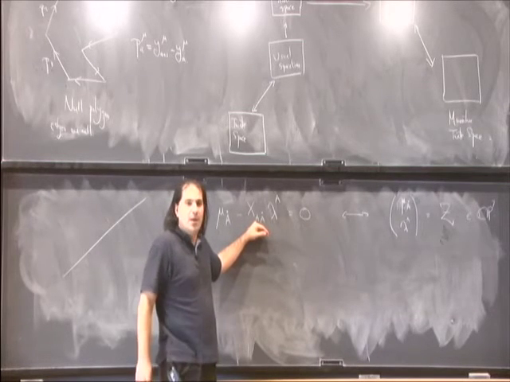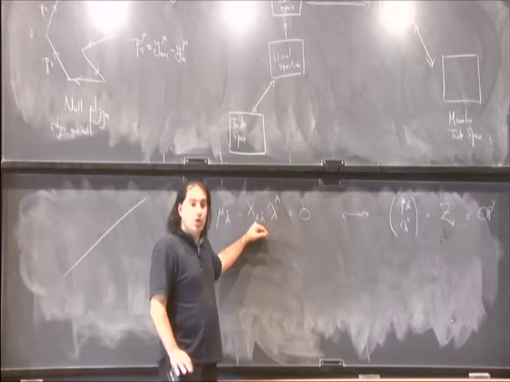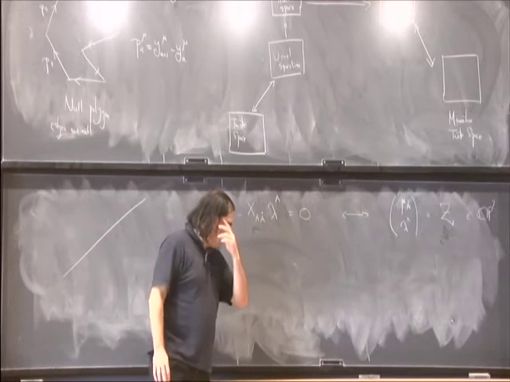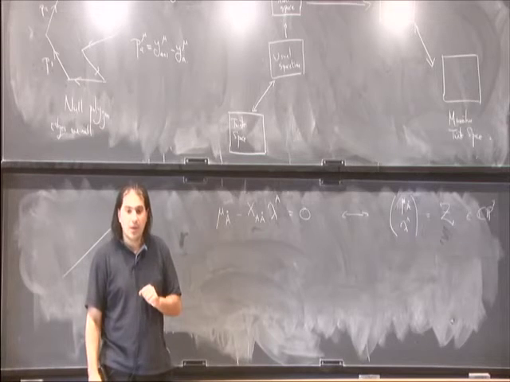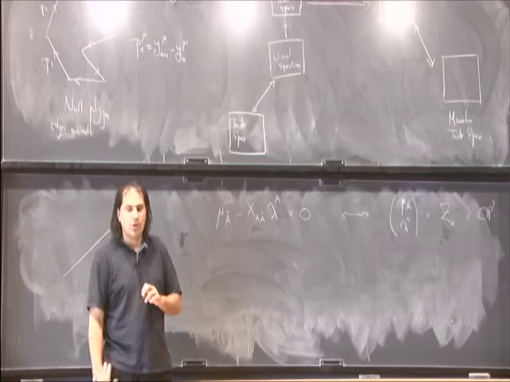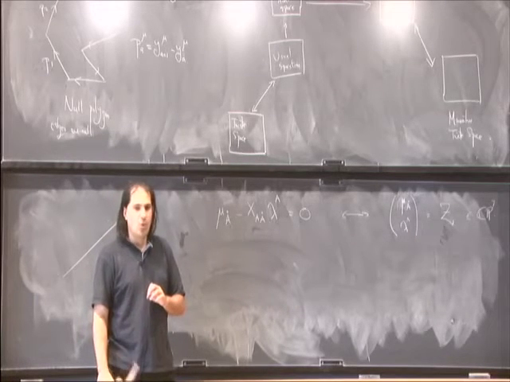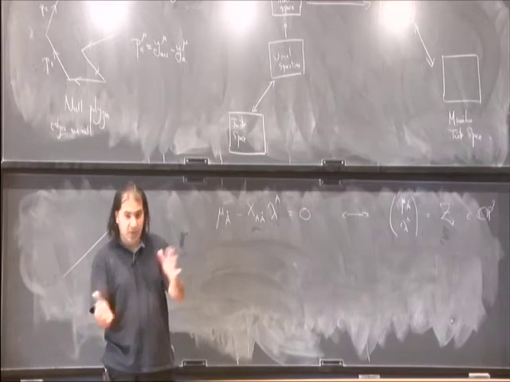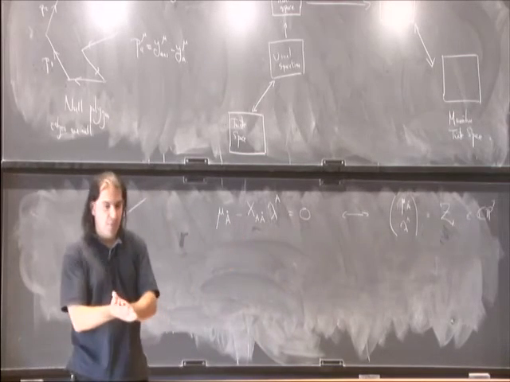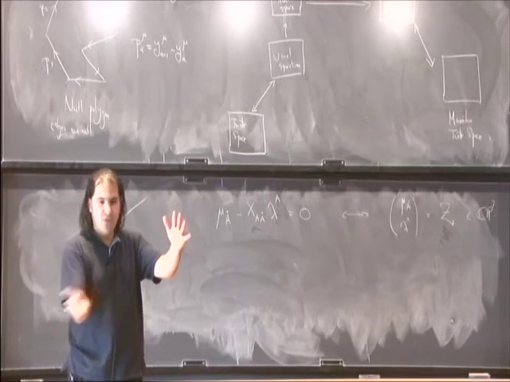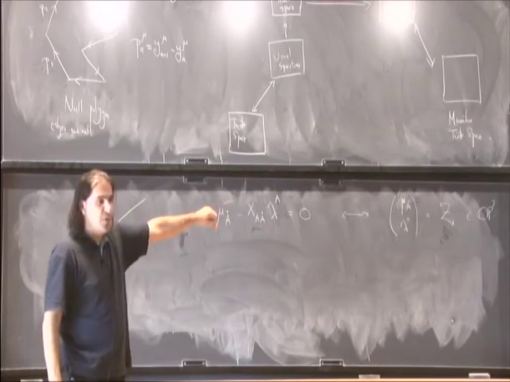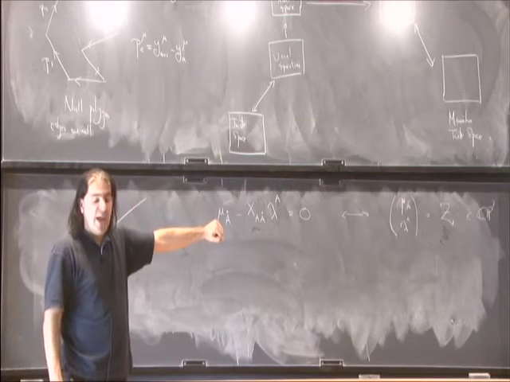So what about null lines in the real space? You don't go through the origin. You take this line and also that one. So if you have a line and another line, they each correspond to a different value of mu and lambda.